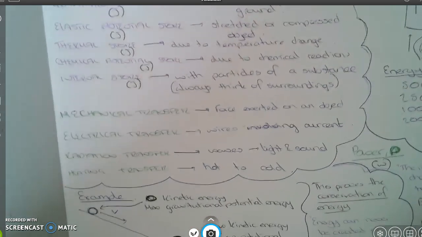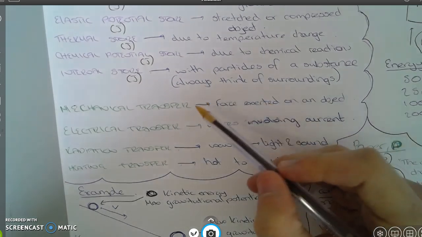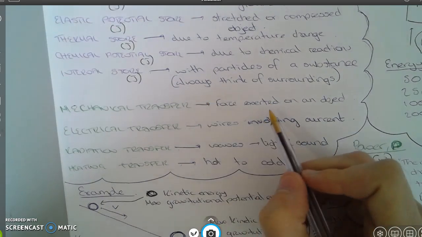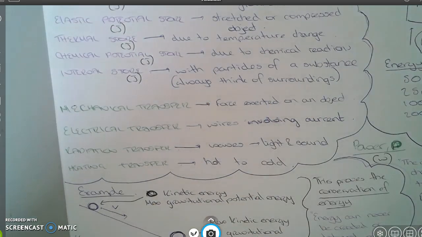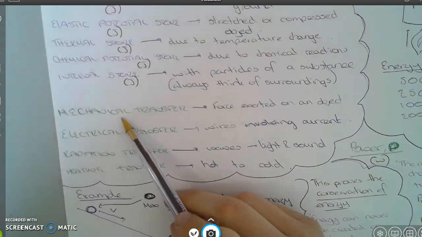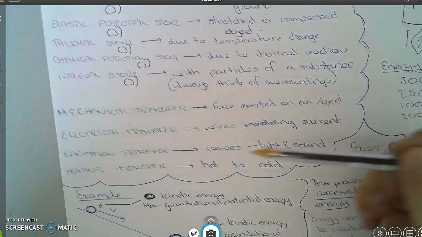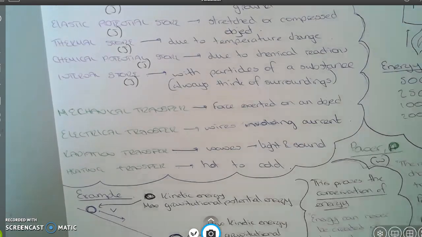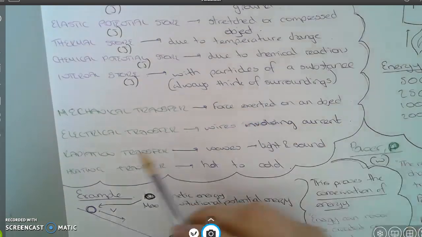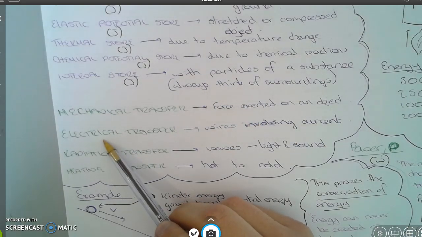And then we go on to transfers. Now there's 4 ways in which we transfer energy. If a force is exerted on an object, for example causing it to move, we say the energy has been transferred mechanically. If you have transferred energy through wires, because you've involved a current, we say the energy has been transferred electrically.